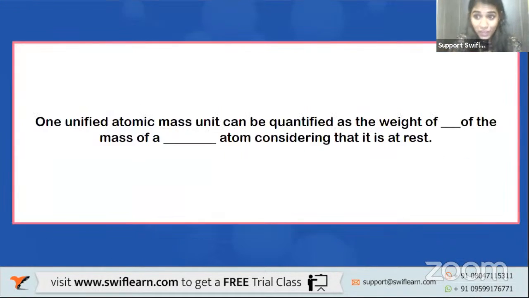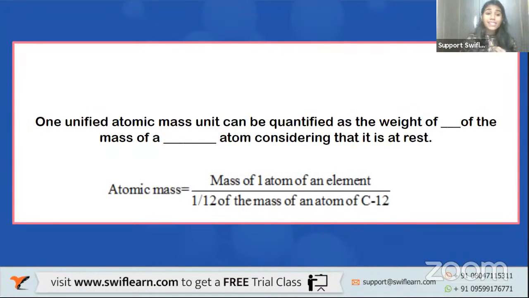Moving ahead, now coming to understanding what is an atomic mass. Basically, we can define one unified atomic mass unit as the weight of 1/12 of the mass of a carbon 12 atom. Carbon 12 is an isotope of carbon. You have carbon 14 as well, but we are taking carbon 12, which is an isotope of carbon.